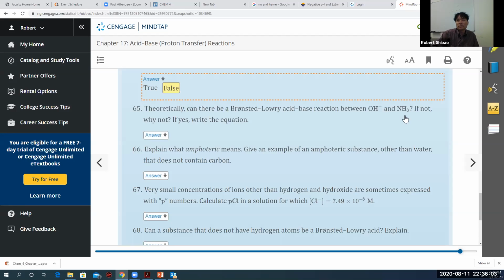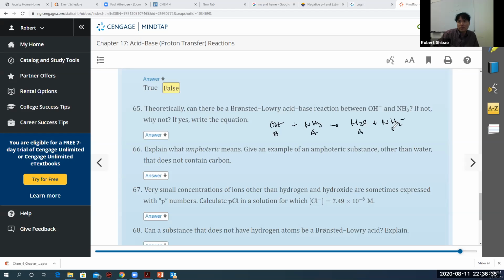Theoretically, there can be, but there might not be any driving force here. Ammonia is actually amphoteric. So the reaction could be like this, where hydroxide plucks a hydrogen off to form water and NH2 minus. NH2 minus is amide, and so this is the base. Ammonia is usually thought of as a base too, but in this case, it's going to be the acid. And then going forward, this is the acid, this is the base.